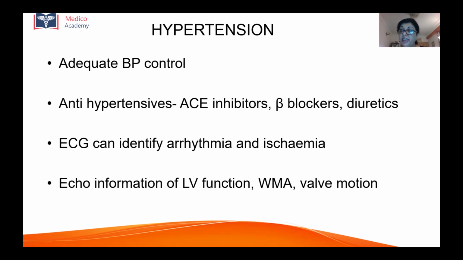The ECG can identify ischemia and arrhythmia, and for more complex cardiac disease, the echo can provide additional information on ventricular function and valvular abnormalities. The echo, however, can provide information about LV function, wall motion abnormality, and wall abnormality.